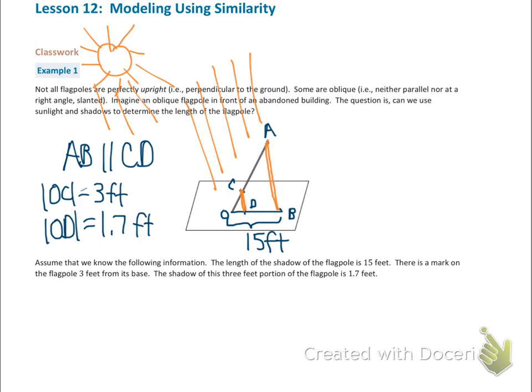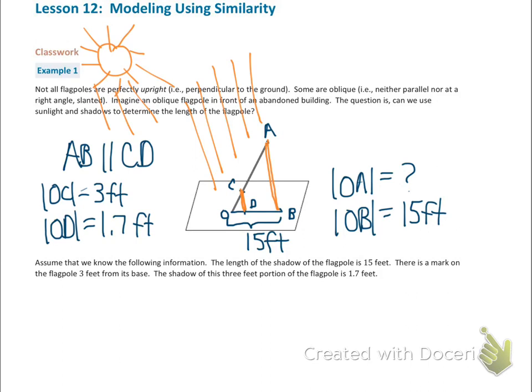And then we don't know OA because that's the height of the flagpole. So let's put that length OA is what we want to figure out. And length OB is 15 feet. Okay, so let's look at that for a minute.